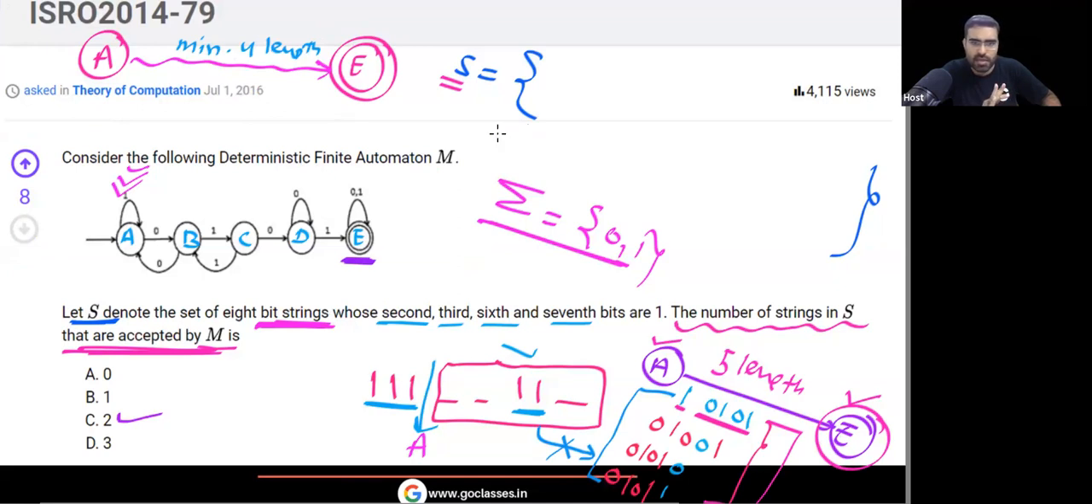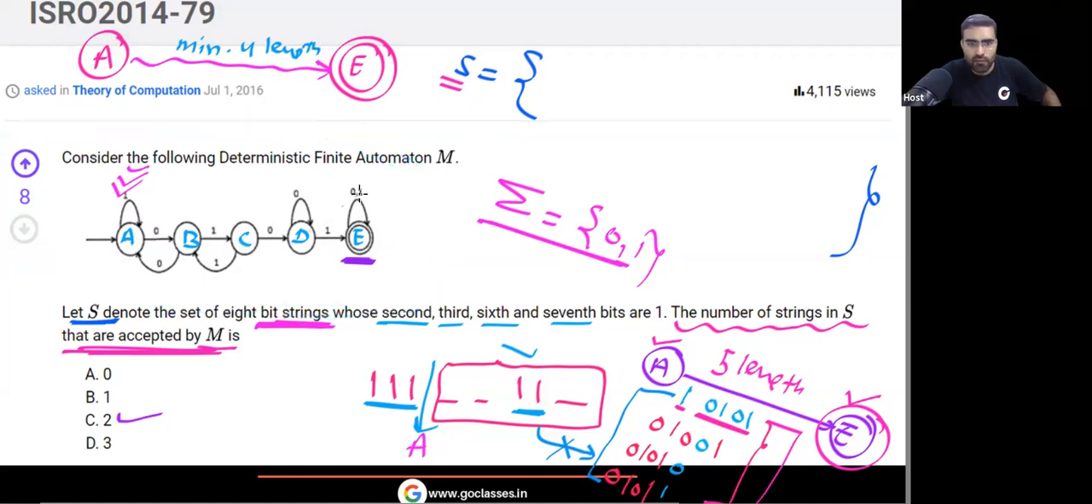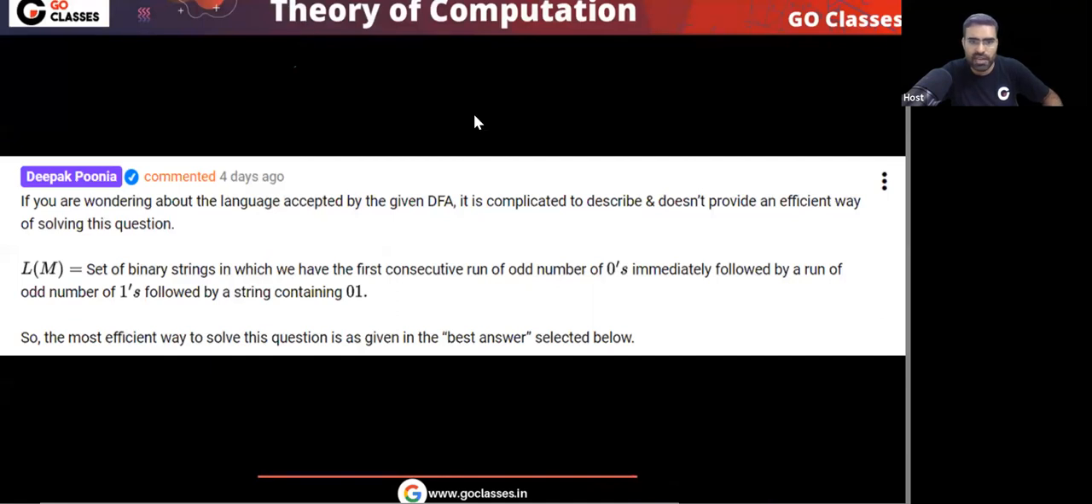Is there anyone who is thinking that from this DFA we find the language, maybe we can get some clue? Maybe we can get some idea what type of strings this DFA is accepting. And then we can try to find out how many 8 length strings are there. But the point is, for this DFA, the language is also very complicated and very challenging. I have given it to you.